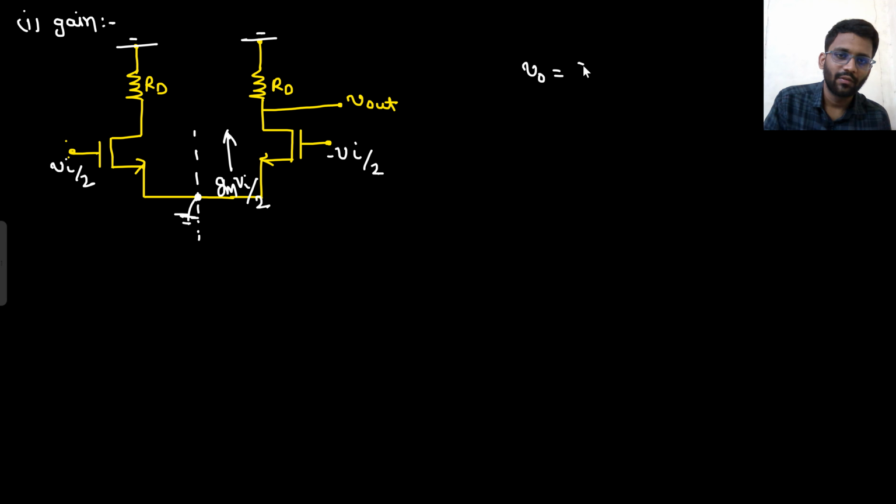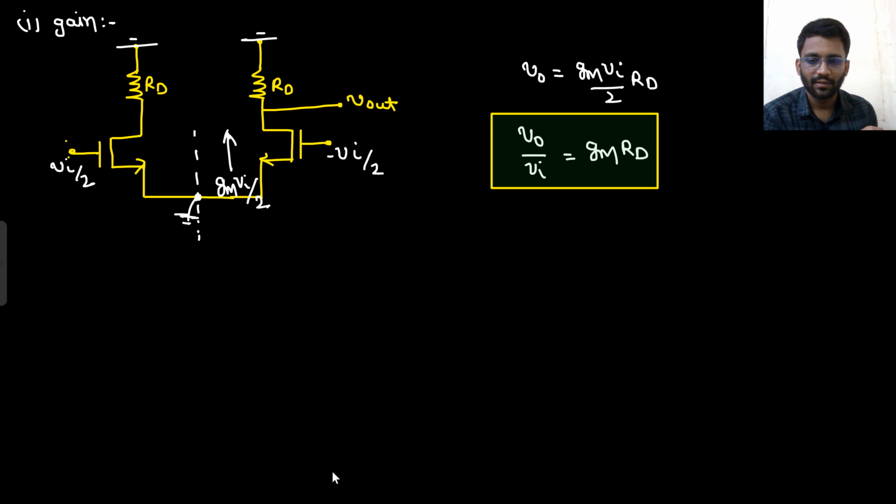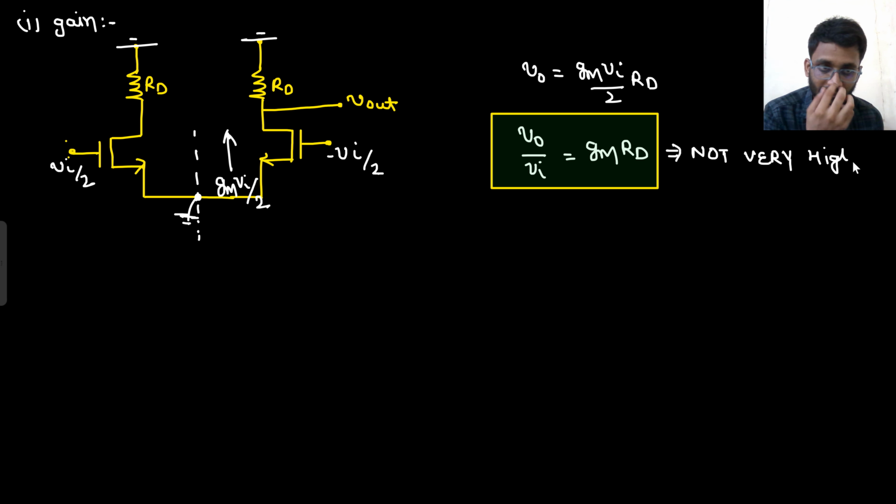So what will be V naught? V naught would be Gm V in by 2 into Rd. So what is your gain? V naught by V in is Gm Rd, and this is not very high. Or you can consider R naught in parallel as well, but forget about it. So this is not very high. So the first thing is we are failing here.